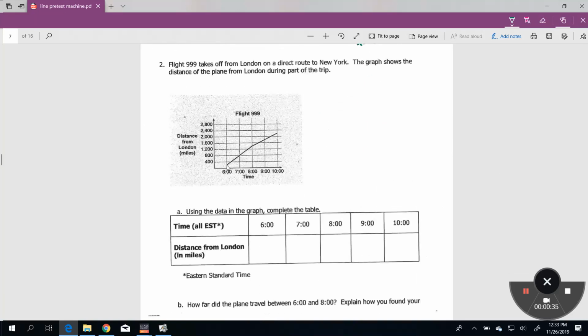So it says, using the data in the graph, complete the table. So here it is at 6 o'clock. If I come across here, that's about 200. 7 o'clock looks like it's right there on that line, so that's 800. 8 o'clock looks like it's right along here, about the middle of that, so that's about 1,400. 9 o'clock looks like it's right about in here, so I come over here, that's between 1,600 and 2,000, so that's about 1,800. 10 o'clock, I come up, there it is right there, that's between 2,000 and 2,400, so that's probably 2,200. So I've got my table filled out.